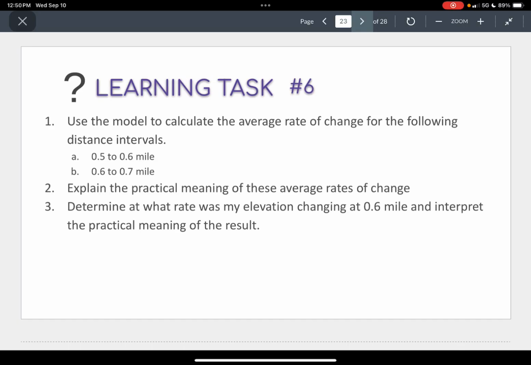Learning task 6. Use the model to calculate the average rate of change for the following distance intervals, from 0.5 to 0.6 of a mile, from 0.6 to 0.7 of a mile. Explain the practical meaning of these average rates of change. And finally, determine at what rate my elevation was changing at 0.6 of a mile and interpret the practical meaning of the result.